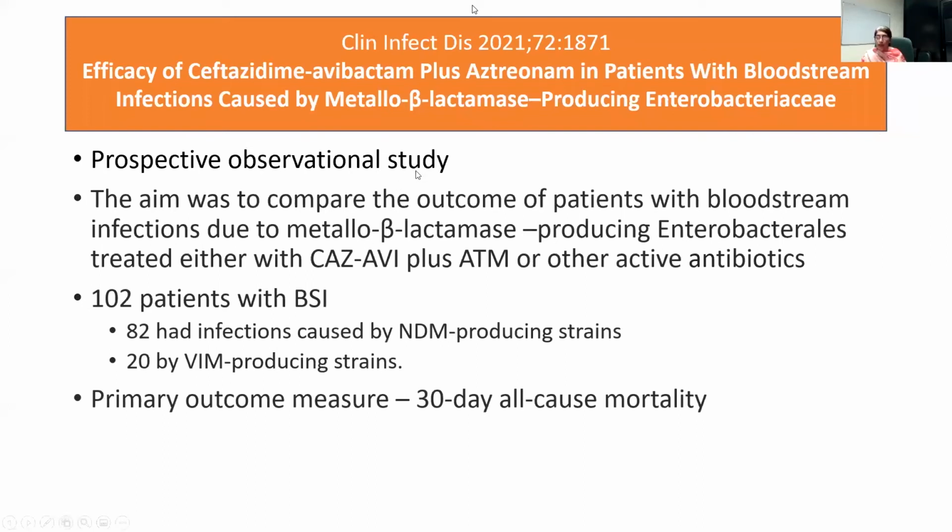This is a prospective observational study about the efficacy of ceftazidime avibactam plus aztreonam in patients with bloodstream infections caused by metallo-beta-lactamase producers. The aim was to compare the outcomes of patients with bloodstream infections who received either the ceftazidime avibactam aztreonam combination or other active antibiotics. The other active antibiotics were carbapenems, fosfomycin, tigecycline, alone or in various combinations. In total, there were 102 patients with bloodstream infections, and 82 of these had infections caused by NDM-producing strains. The primary outcome measure was 30-day all-cause mortality.